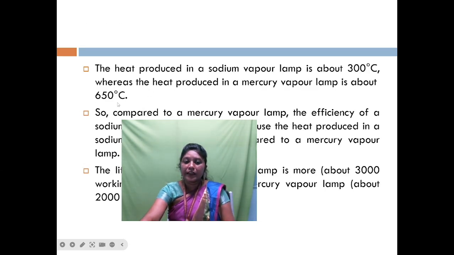Here the heat produced in this sodium vapor lamp is about 300 degrees Celsius, but in the mercury vapor lamp the heat produced is around 650 degrees Celsius. So compared to the mercury vapor lamp, the efficiency of this sodium vapor lamp is higher because the heat produced is less. At the same time, the lifetime of the sodium vapor lamp is more, around 3000 working hours compared to the mercury vapor lamp, which is around 2000 working hours.